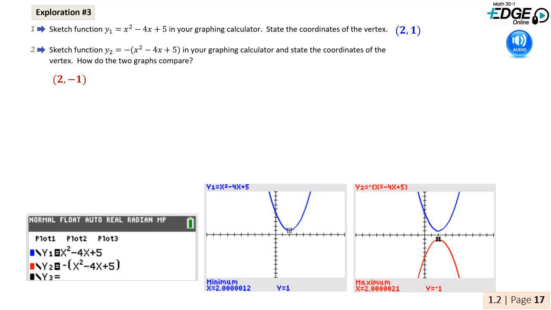So now that we've got the two vertices, we may notice that in both cases the x-coordinate is 2, but the y-coordinate is 1 and -1, so the same value with opposite signs. Given that we already know what the equation looks like, we can extrapolate from this that this is in fact a reflection in the x-axis.